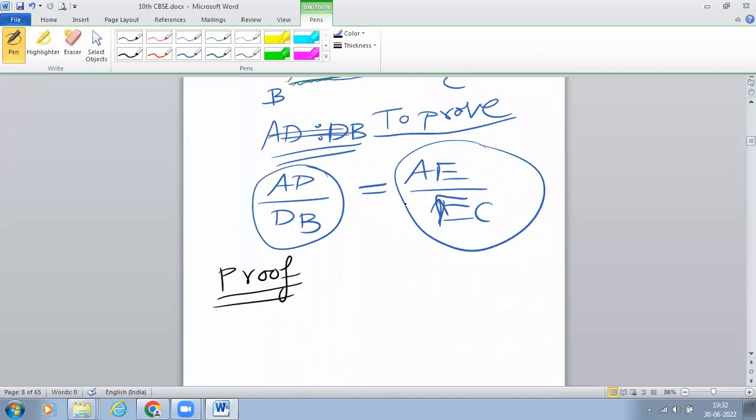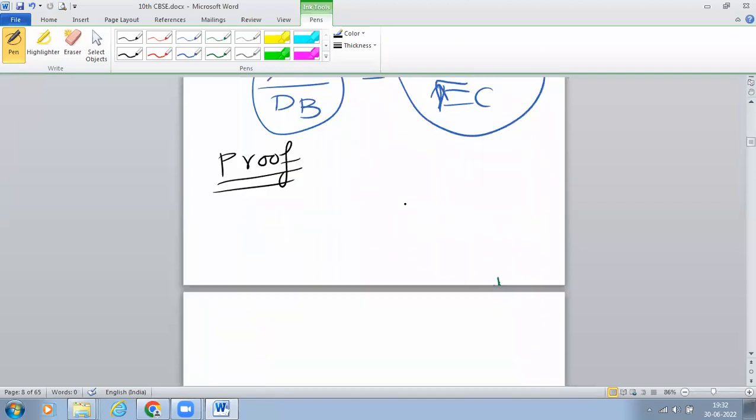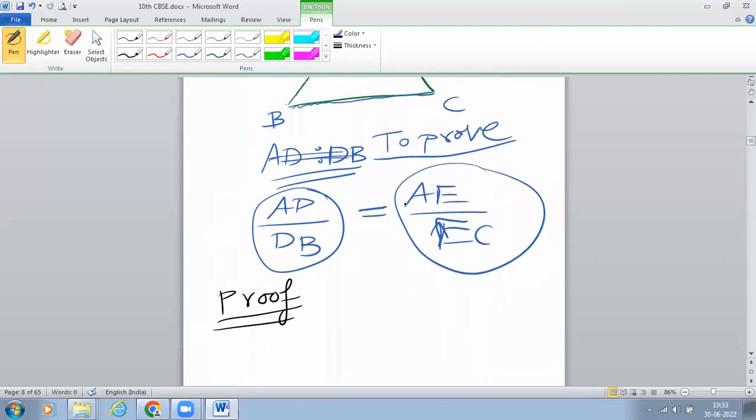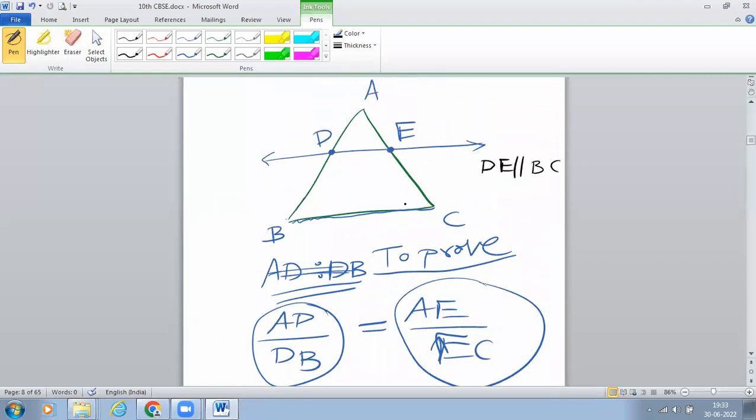Okay, now we'll do the proof. It is a very interesting proof. First, you all studied parallel lines cut by a transversal. Do you remember that? Yes, sir. So I'm going to use that property because it is in the 9th standard syllabus. Listen carefully. DE is parallel to BC, and this AB is a transversal. Are you able to understand this?